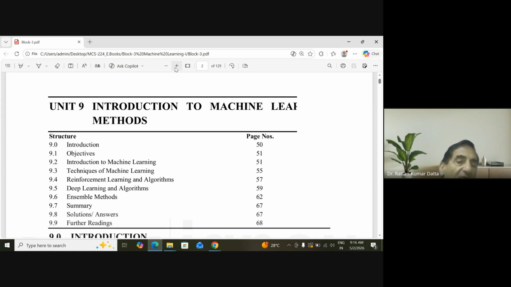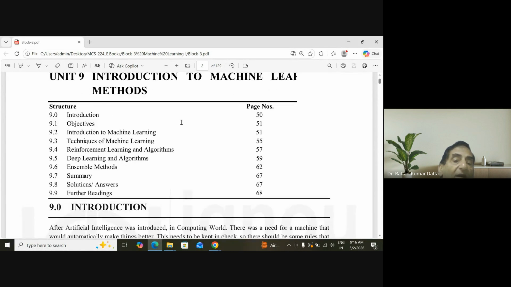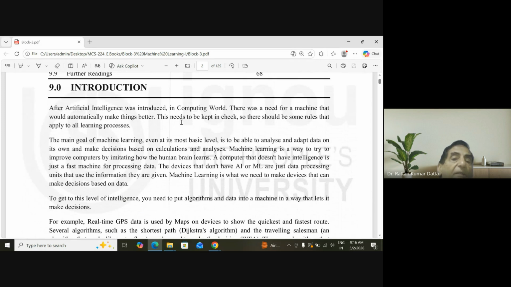So this is the introduction and objective: introduction to machine learning, techniques of machine learning, reinforcement learning and algorithm, deep learning and algorithm, and ensemble method. Ensemble method means you use more than one method. You have three, four models of the data and you combine the results of all these and then summarize it. So this is the work which we are doing. Introduction.